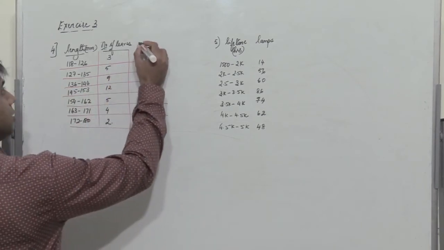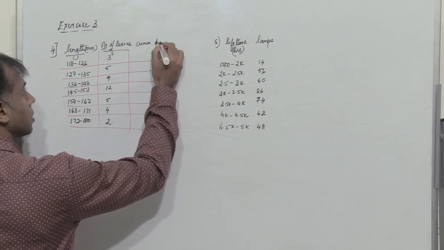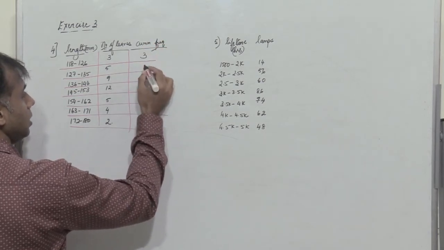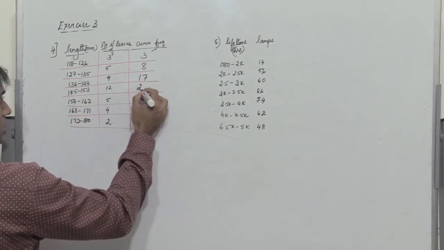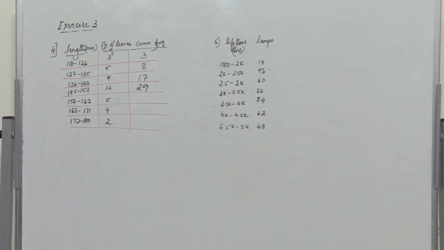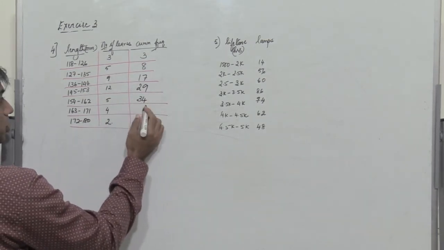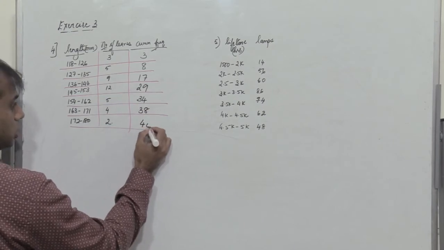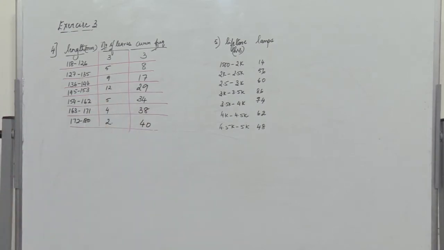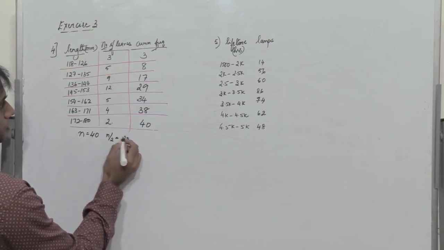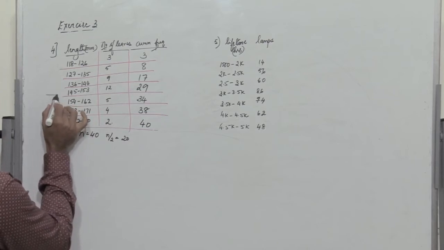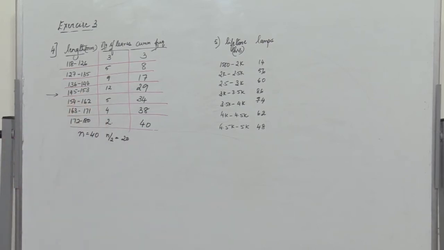So now let us find the cumulative frequency. So I have 3, then 3 plus 5 is 8, 8 plus 9 is 17, 17 plus 12 is 29. So 29 plus 5 is 34, 34 plus 4 is 38, 38 plus 2 is 40. So the total number of leaves is 40. Right. So now n is 40. So n by 2 is 20. So n by 2 definitely lies in the class interval 145 to 153.